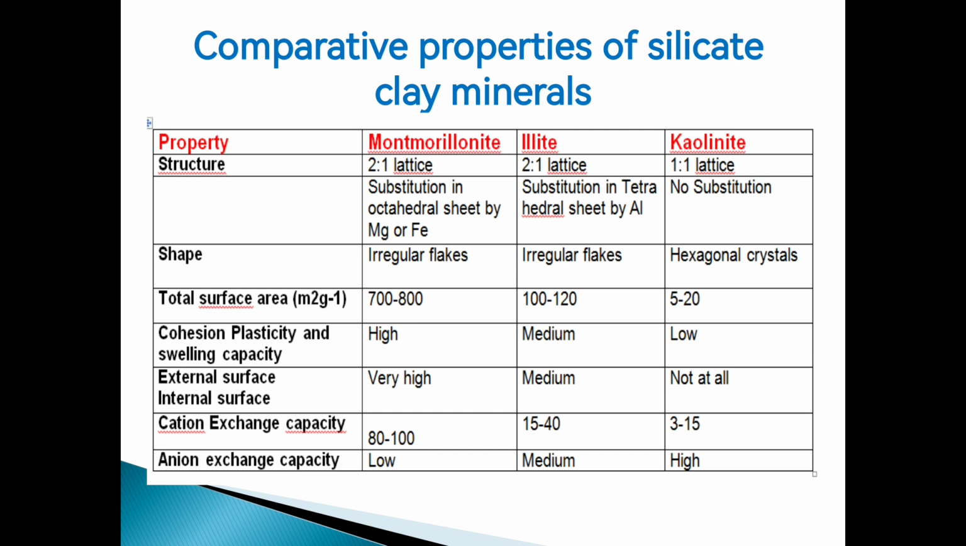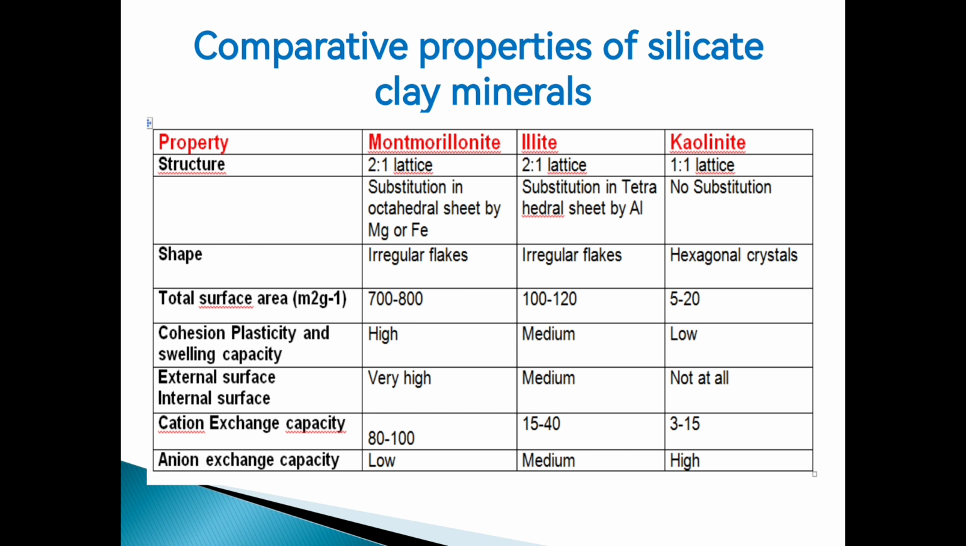square meters per gram of soil. And we have here 100 to 120 for Illite and 5 to 24 for Kaolinite. Montmorillonite has high cohesion, plasticity, and swelling capacity. It swells and expands. Illite has medium and Kaolinite has low. The internal and the external surface of Montmorillonite is very high, medium for Illite, and Kaolinite has none at all.